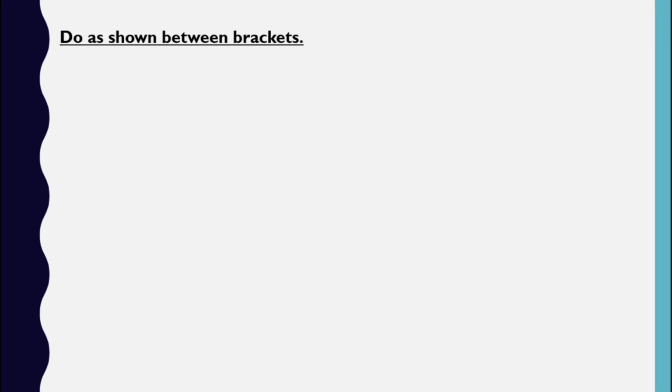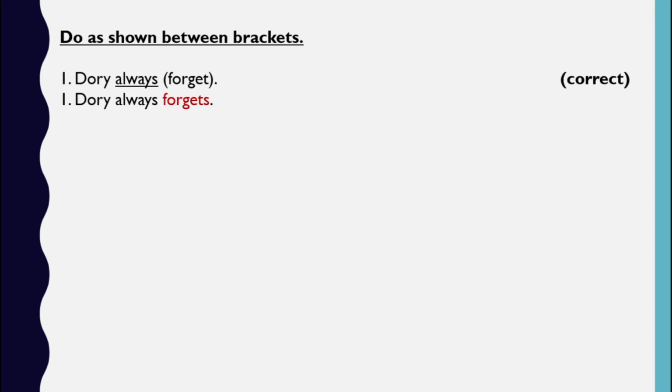Do as shown between brackets. Dory always forget. He wants you to correct the verb. So we have here a keyword always, so it belongs to the present simple. So the verb here should be forgets. Dory always forgets.